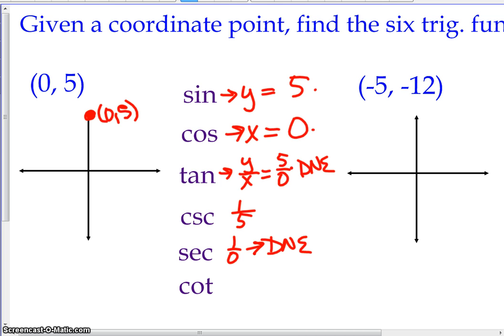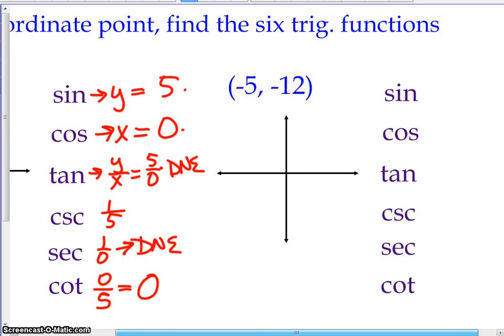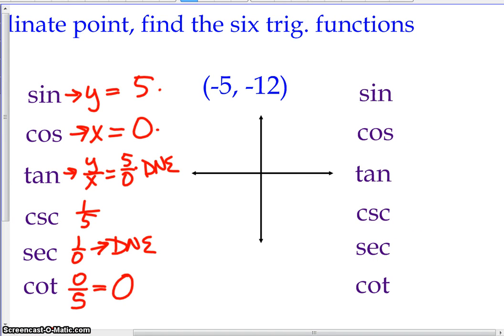Here, on the other hand, for cotangent, I'm thinking of it as 0 over 5. Now, 0 over 5 is acceptable. We can say, okay, that's 0. So that does exist. Go ahead and look on your own. I'm going to ask you to pause this and try to do this last example on your own. I'm going to pause it and the answer will magically appear.